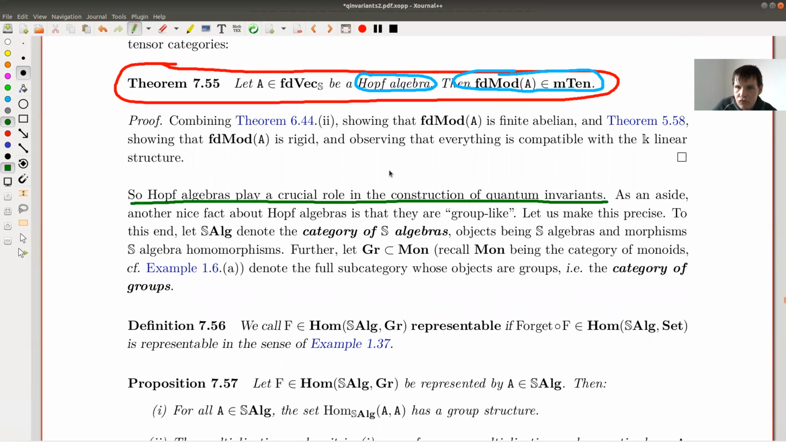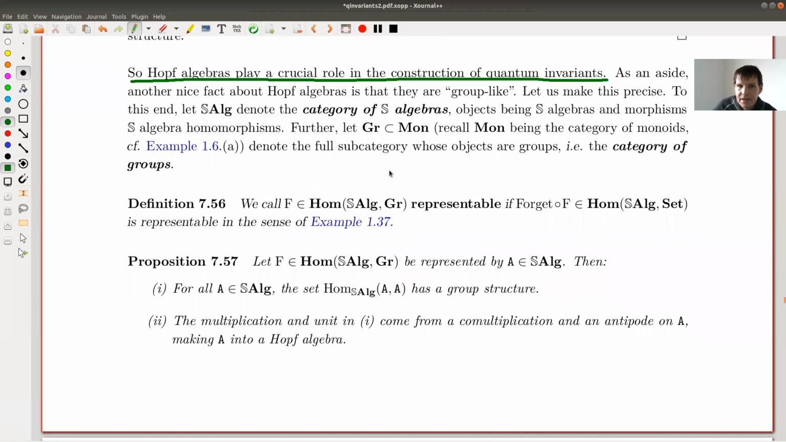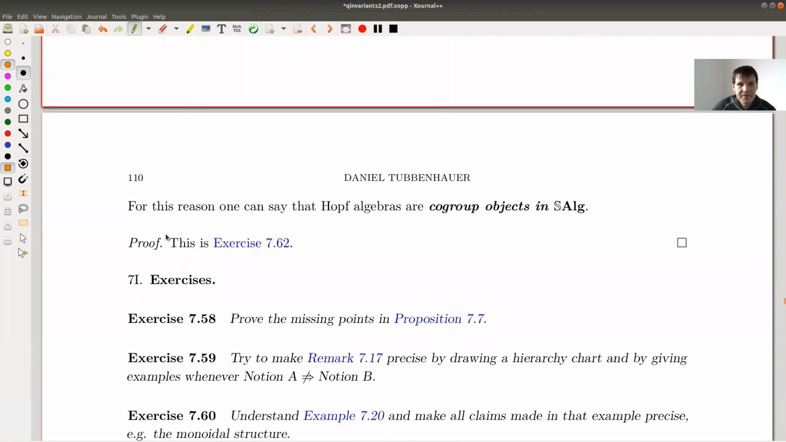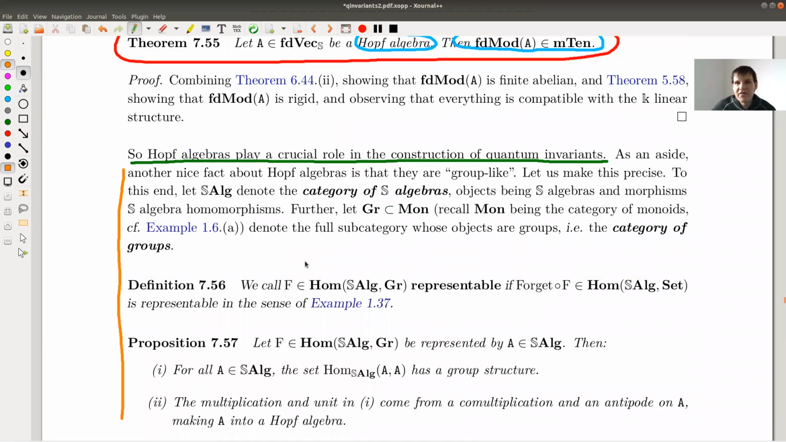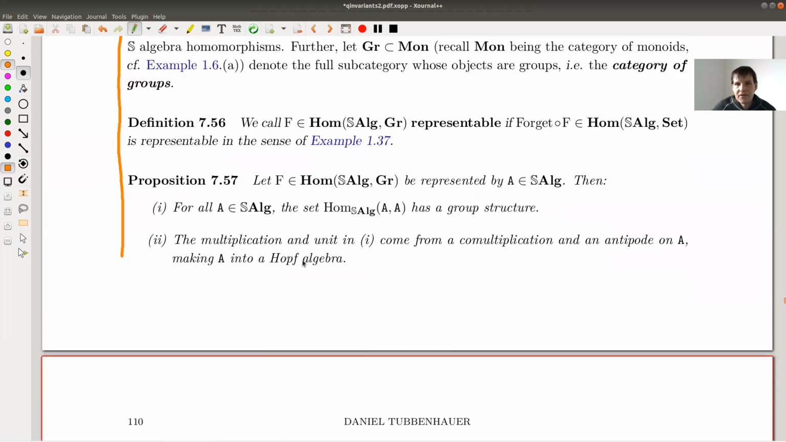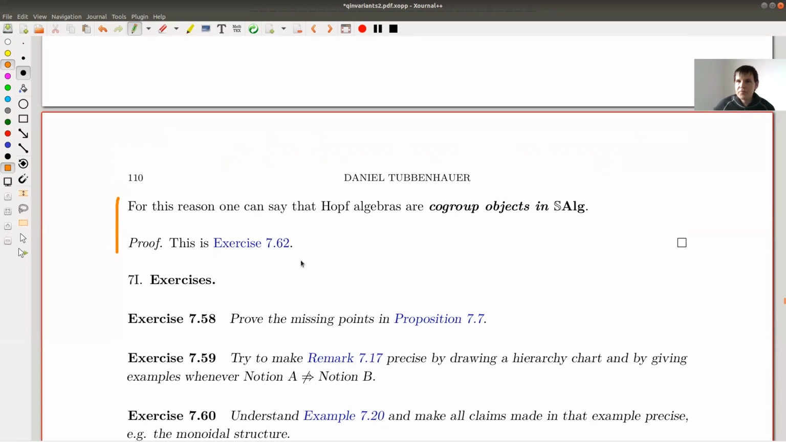They're really group-like. They're really the main source of examples of quantum invariants. Yeah, and here I have a little bit of a discussion, which I'm skipping now. I would rather like to, well, you can read it, of course. I basically explained in what sense Hopf algebras are group-like objects. Anyway, so group-like objects give you quantum invariants. That's basically what I'm explaining here.